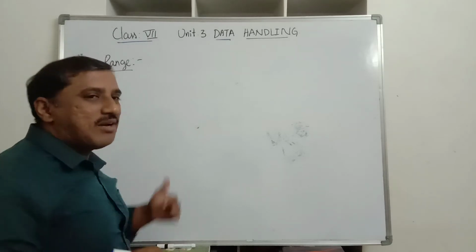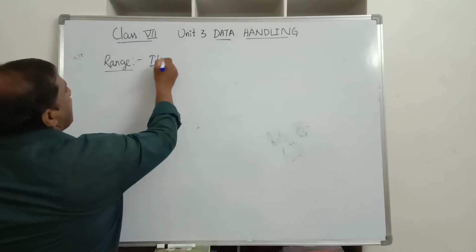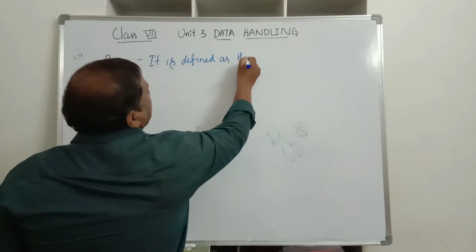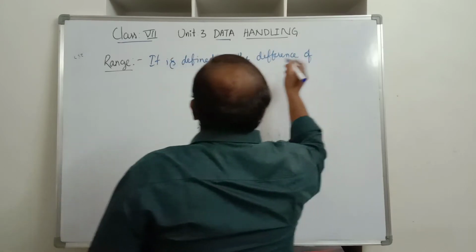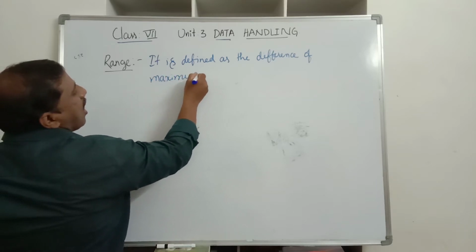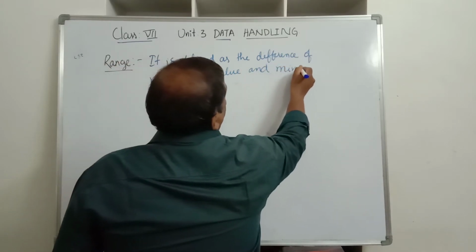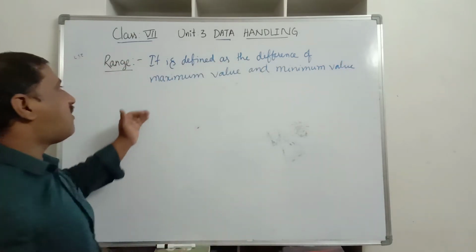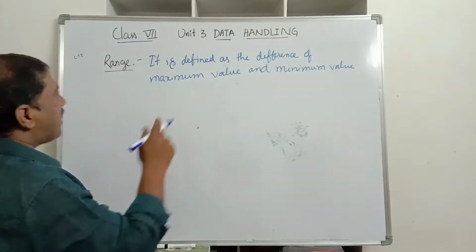Now we will discuss one more term. It is range. Range is defined as the difference of maximum value and minimum value, or it is also defined as the difference of highest value and the lowest value.